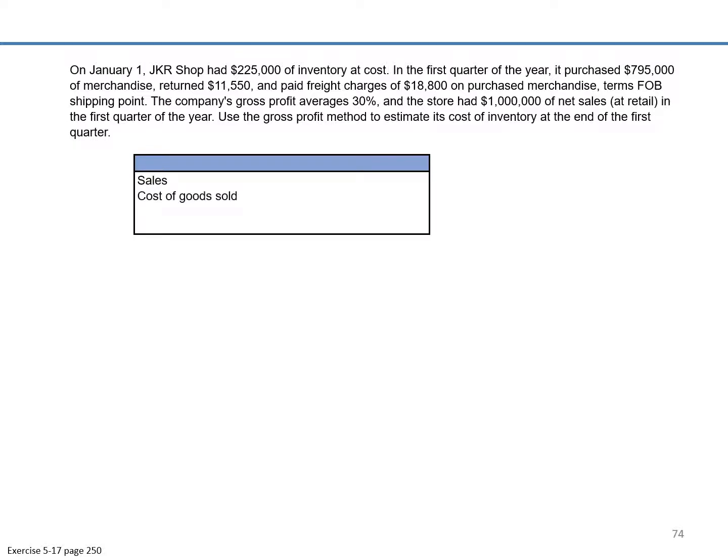So we have sales of $1 million. Cost of goods sold, we're not sure, but they tell us that our gross profit averages 30%. So 30% of $1 million is 300,000, or if you know gross profit's 30%, sales have to be 100, so that means cost of goods sold has to be 70%. You can back into that $700,000. Okay?